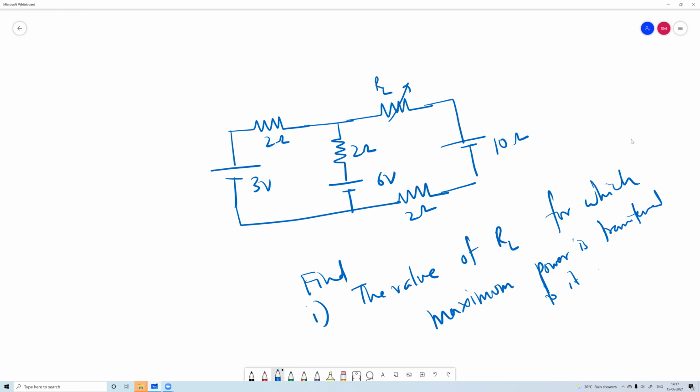Number 2, find this maximum power. Okay, so what will be your approach? You tell me. How should you approach? I give you a circuit like this, and I tell you first to find the value of RL for which maximum power would be transferred across it. So based on the things we have already discussed, how should you approach this problem?